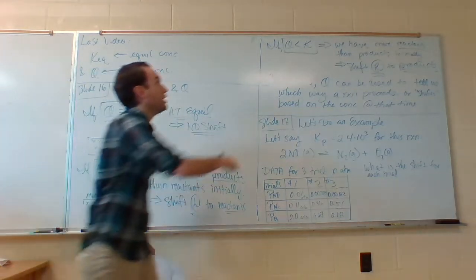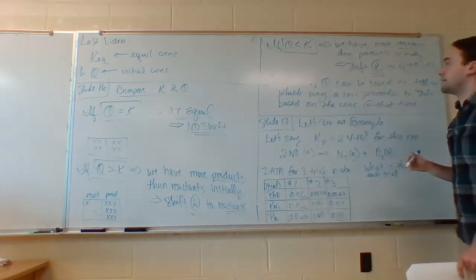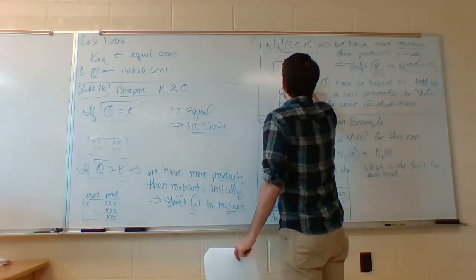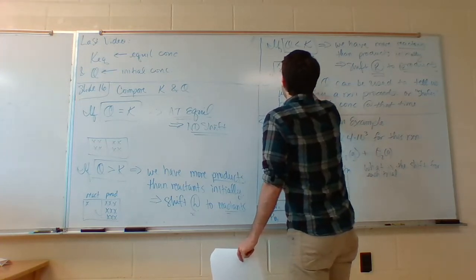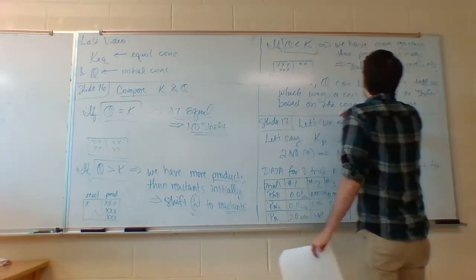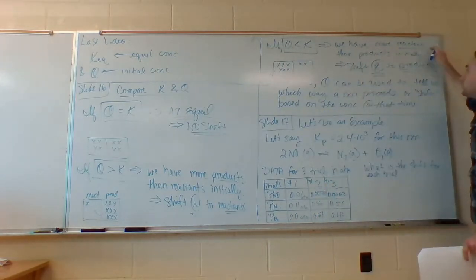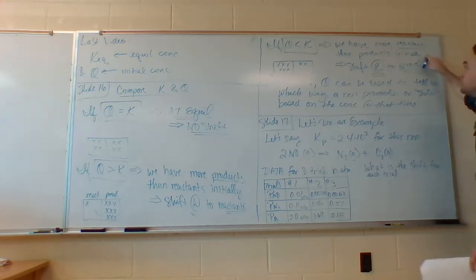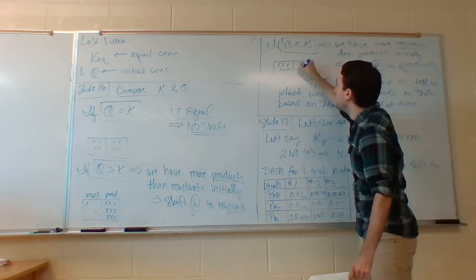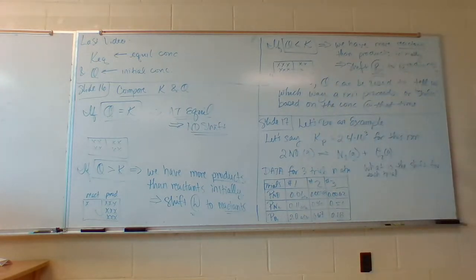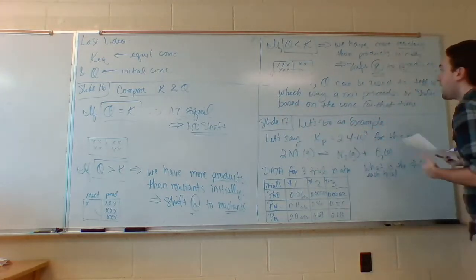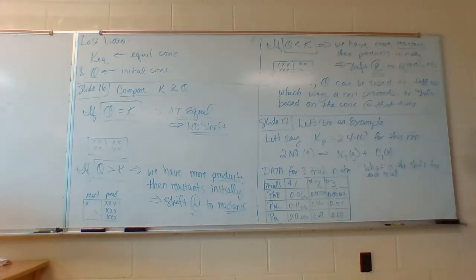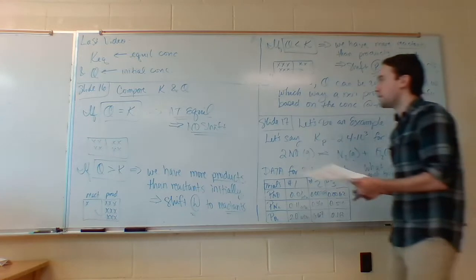On the other hand, if Q is less than K, then what we start with is very few products and a whole lot of reactants. So we have more reactants than products at the beginning, which means that in order to establish the equilibrium, we're going to have to shift to the right toward the products. That means we can use this ability to compare Q and K to tell us which way a reaction is going to proceed or shift based on the concentrations at that particular time.